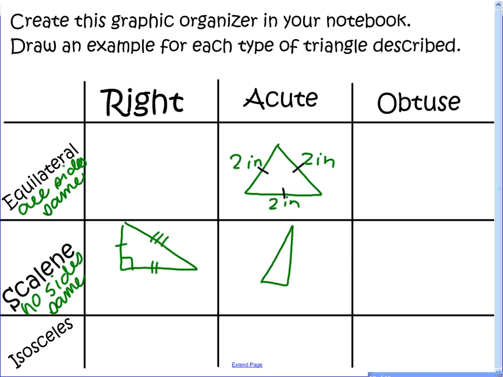Let's see. I need different lengths. I made one, but it's too long. Okay, there we go. All angles are acute, and they're all different lengths.